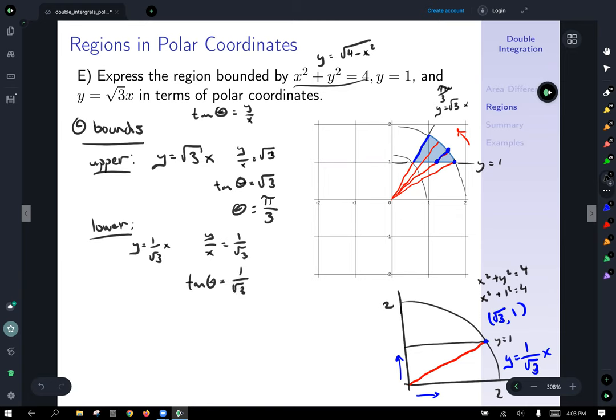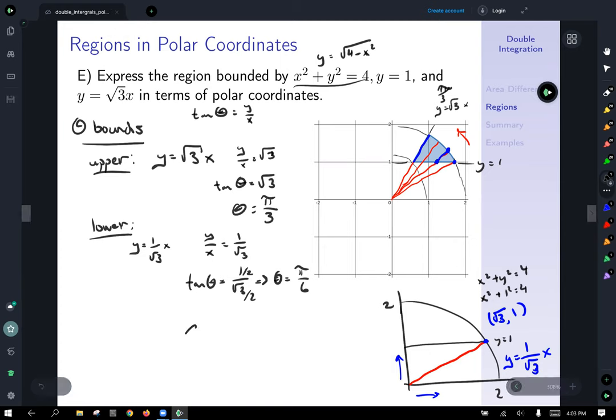I know I said I wasn't going to get into it, but 1 half over root 2, those are common values for sine of theta and cosine of theta on the top. This tells us that theta is equal to pi over 6. That's also the way that you figured it out up here when we were talking about tangent of theta is equal to root 3.